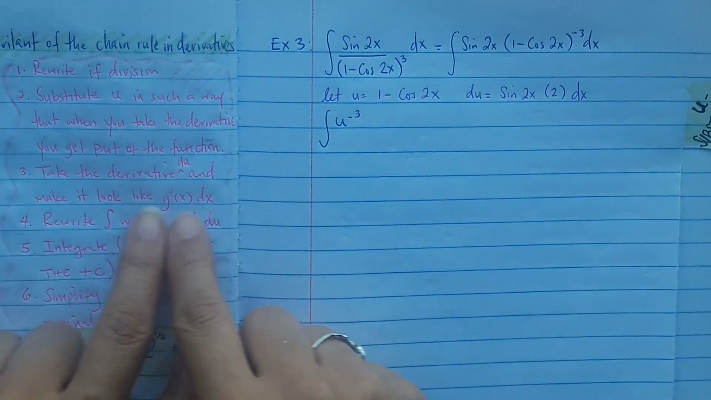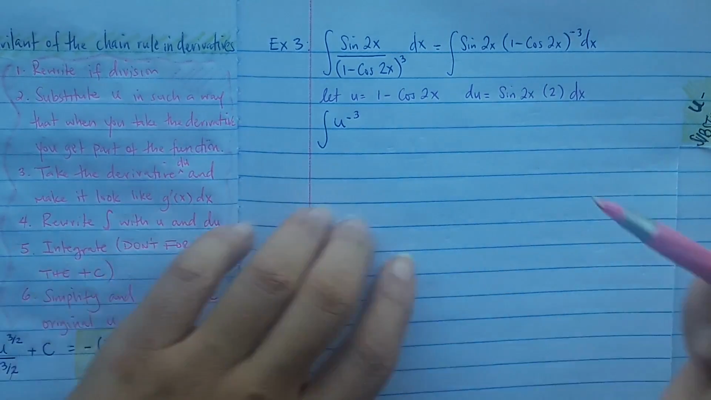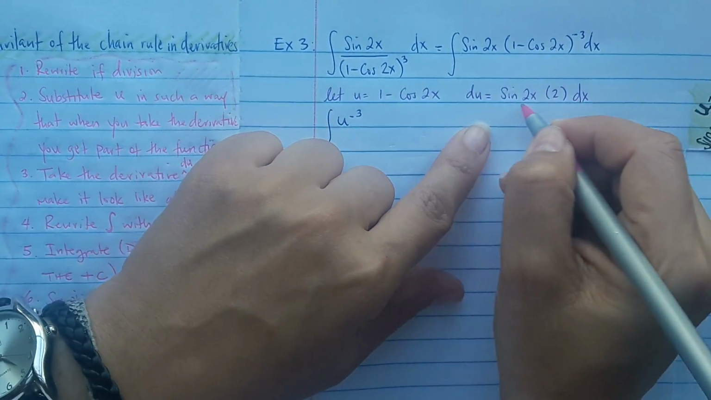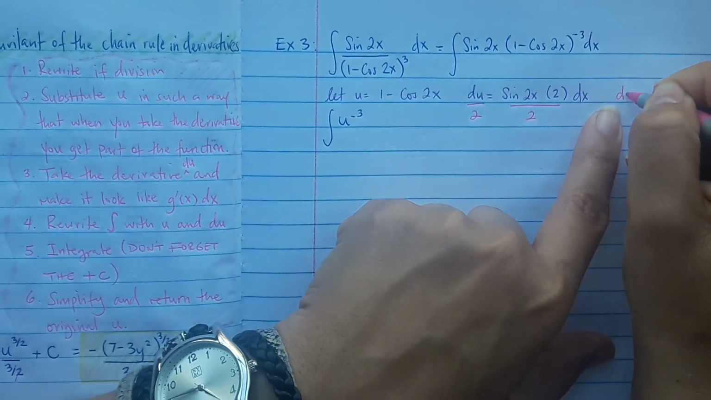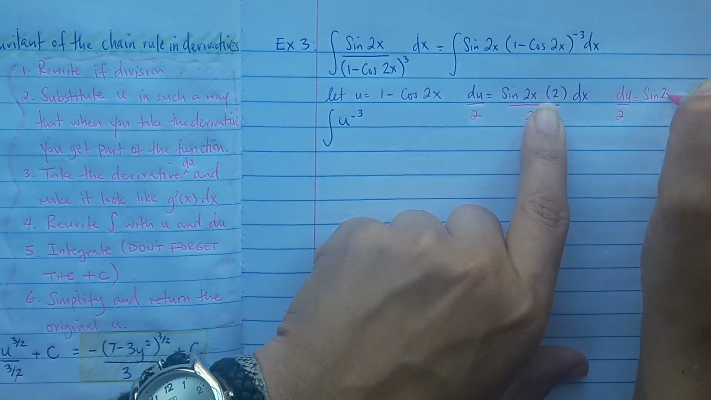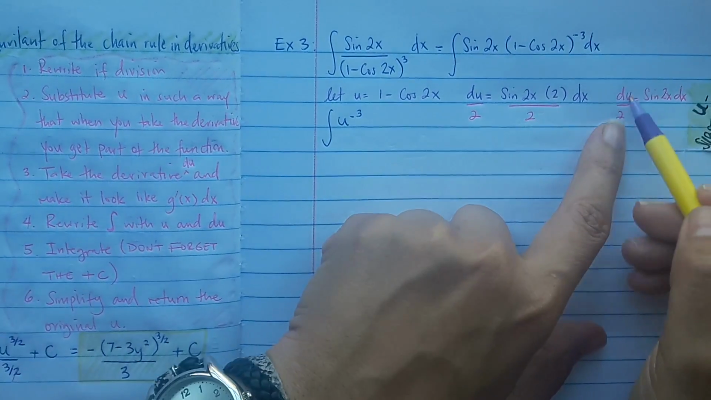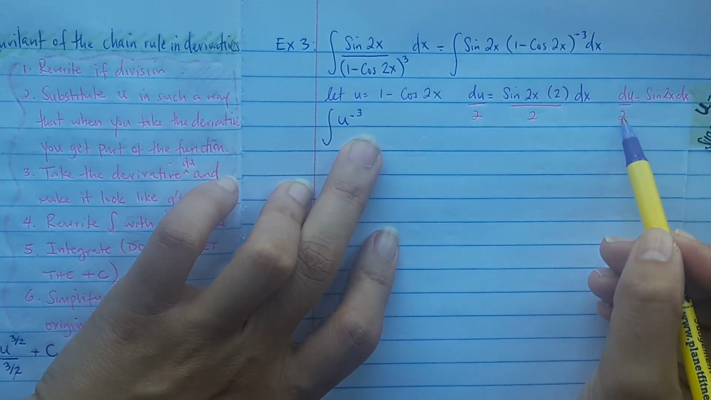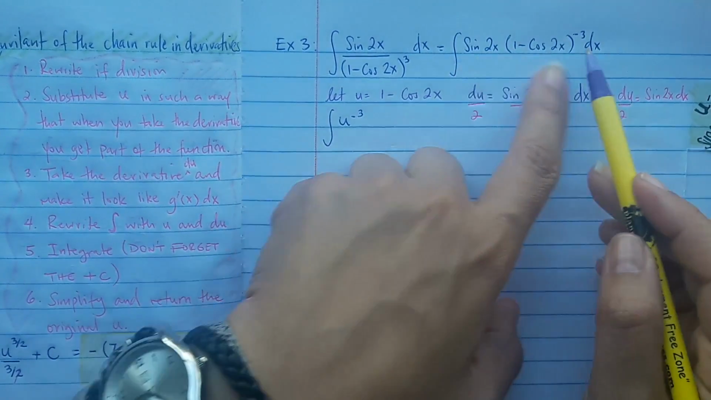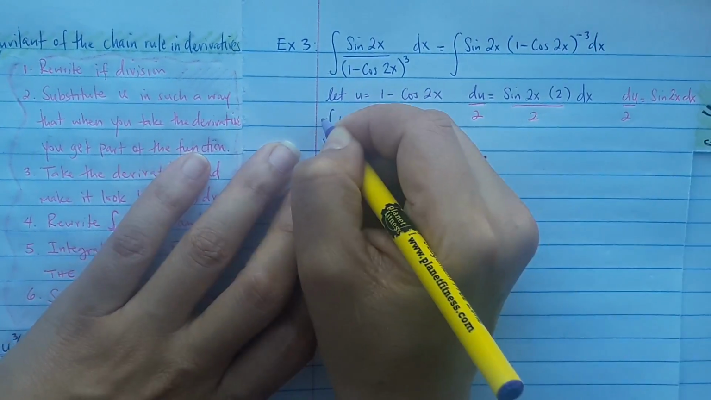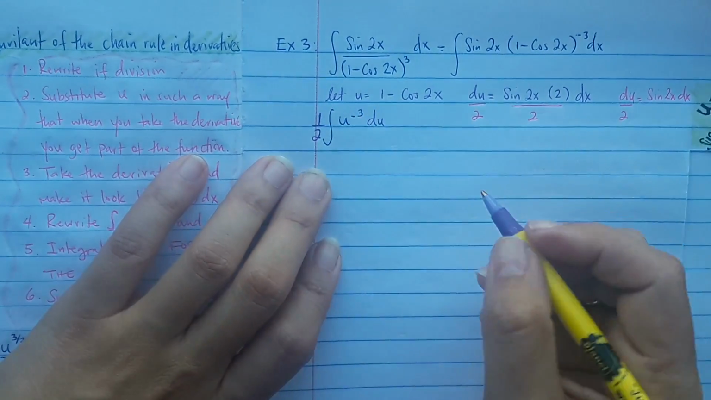Now I need to make it look like sine 2x dx. So what do I need to do? I need to get rid of that 2 because that 2 is in the way. So divide both sides by 2. Now I get du over 2 is sine 2x dx, which is what I wanted. So that sine 2x dx gets replaced by du over 2. I'm going to put the 1/2 on the outside because it's a constant, and now put the du next to it. So now I'm looking good.